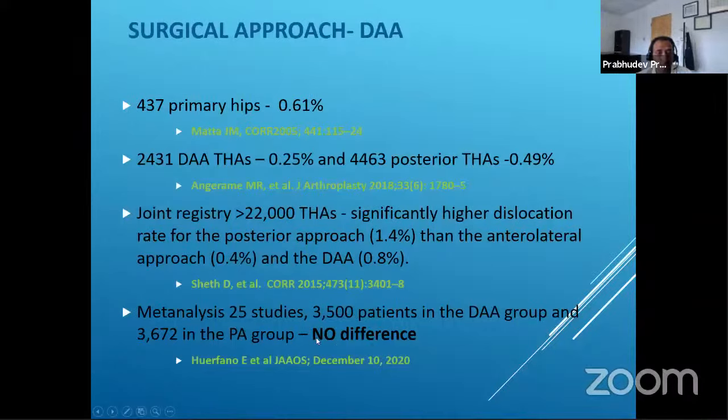So, with the more recent studies, it has been demonstrated that with larger femoral heads and using appropriate posterior, if necessary, posterior elevated liners and meticulous repair of the posterior structures of the external rotators and the capsule, the risk of dislocation with posterior approach can be brought down to less than 1%, which can be almost close to direct anterior approach and lateral approaches.